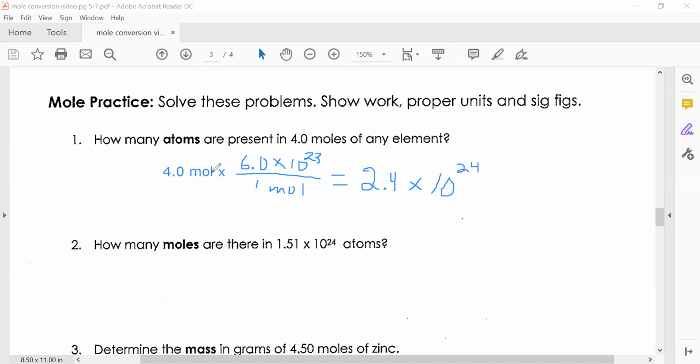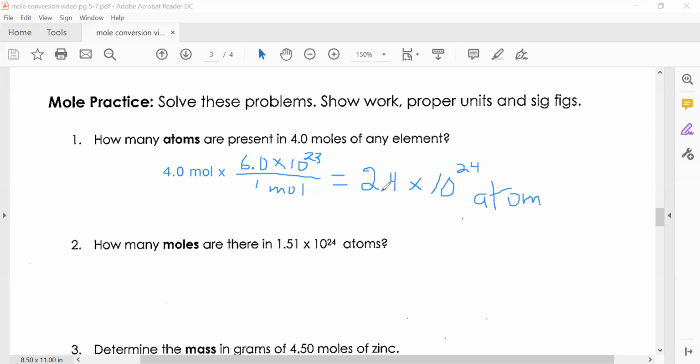So get your starting point, go to your ending point, and I probably should say this, how many atoms. I would say this would be atoms right here. And put my units on there. Show work, proper units, proper sig figs. If I have 2 figures here, I'm going to end up with 2 significant figures right here.